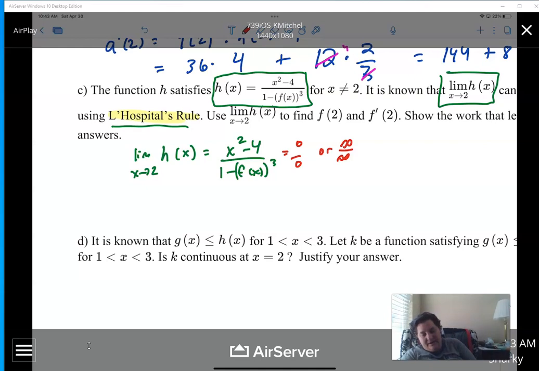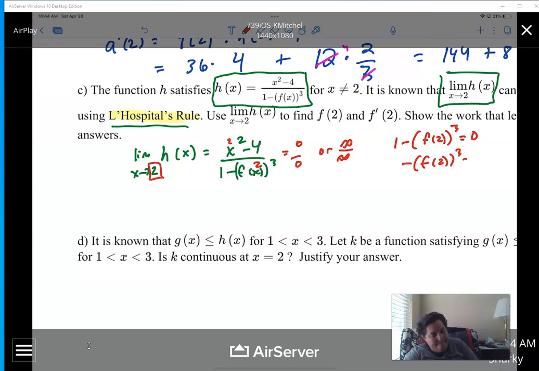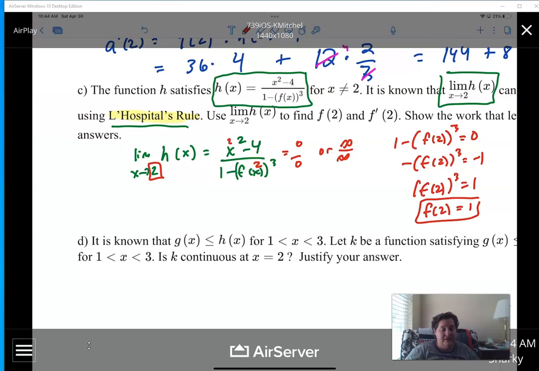So what that means is, if I take 2 and I plug it in the top, sure enough, I get 0, which means if I plug 2 in the bottom, I should get 0 also. That's just a criteria before I even do the problem. So 1 minus f of 2 to the third will need to equal 0. Can I do something with that? I feel like I can. Subtract the 1 over. Divide by a negative. Take the cube root of it. F of 2 is 1. So that's cool, but that's just satisfying the condition, right?